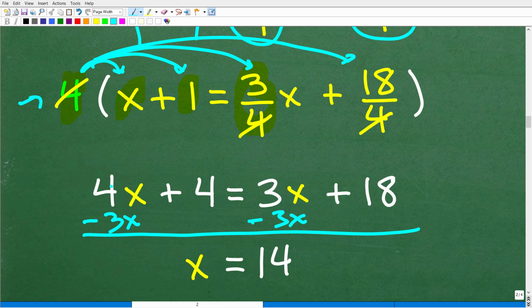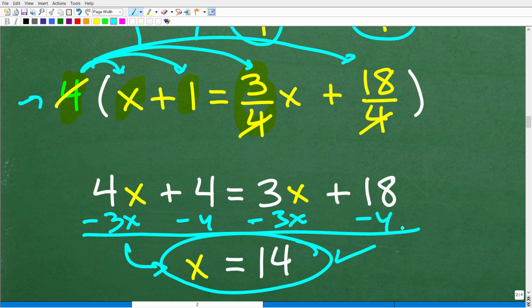And when we do that, we get 4x minus 3x, which of course is 1x. And then we're going to go ahead and subtract 4 from both sides of the equation. And when we do that, the 4's are going to go away. Of course, 3x's went away over here. And then we have 18 minus 4, which is 14. Okay, so x is equal to 14. So that is the answer.